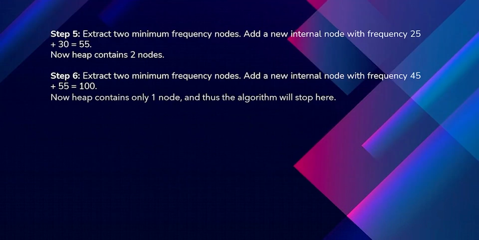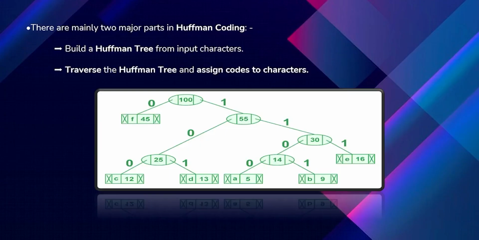In step 5, we extract 2 minimum frequency nodes and add a new internal node with frequency 25 plus 30, which is 55. Now the heap contains just 2 nodes. In step 6, extract 2 minimum frequency nodes and add a new internal node with frequency 45 plus 55, which is 100. Now the heap contains only 1 node, and thus the algorithm will stop here. So you can see from this Huffman tree that here is our whole Huffman tree, and we took A, B, C, D, E, and this is how we traversed.